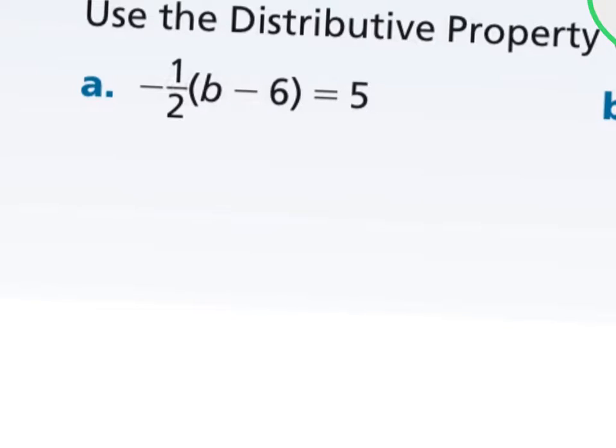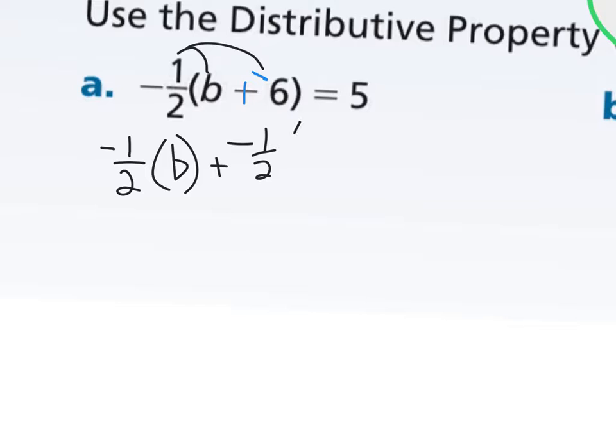One thing before we distribute here, if we want to, we could do what? Add the opposite. Good. Inside the parentheses, they're subtracting, so if you want to add the opposite there, you can. It may make things a little easier for us to see. So we're going to distribute: negative 1/2 times b plus negative 1/2 times negative 6. Make sure you distribute to both of those. The 5 is on the other side of the equation, so it does not get distributed to here.